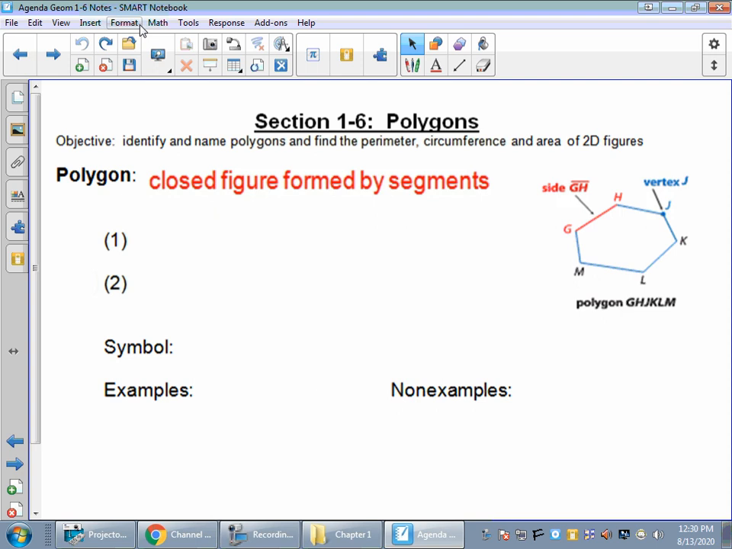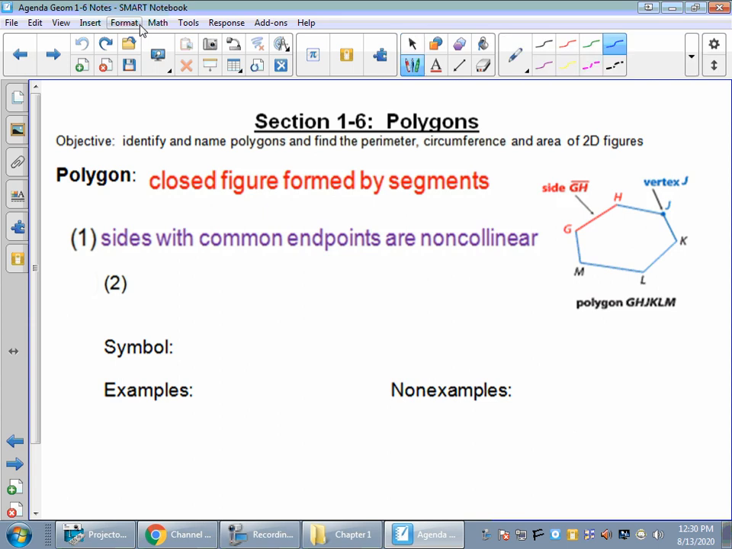There are a couple stipulations of polygons. Number one, the sides with common endpoints are noncollinear. So you see side GH and side GM here. They have a common endpoint G, but H and M are noncollinear. They're not on the same line.